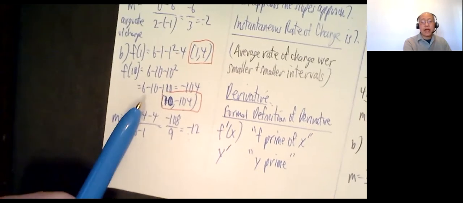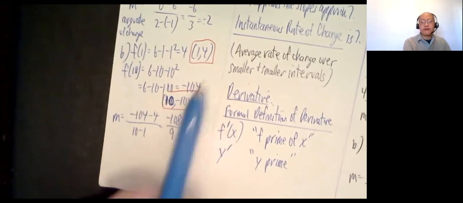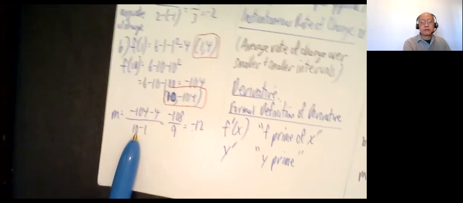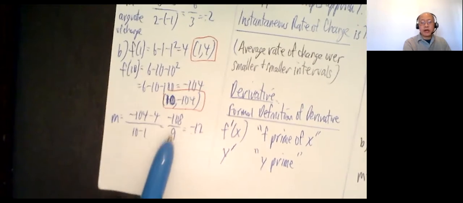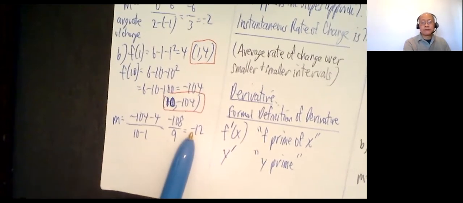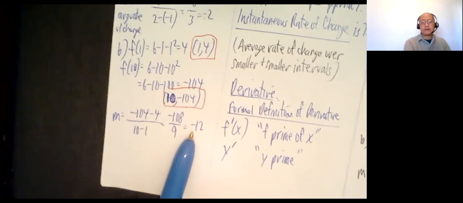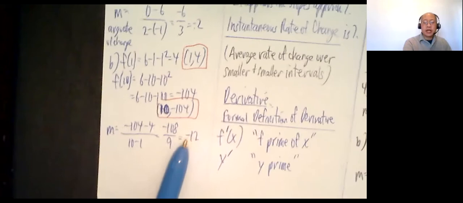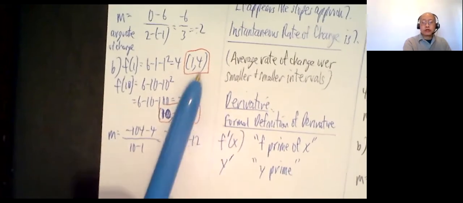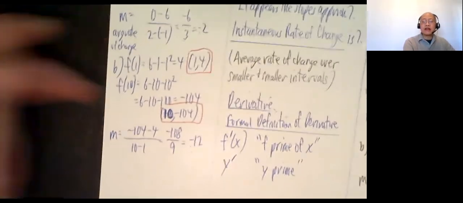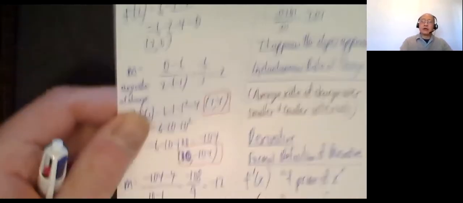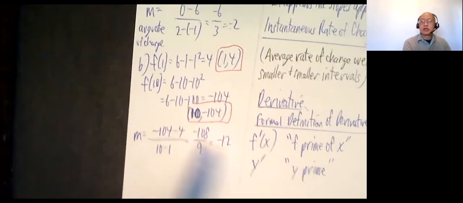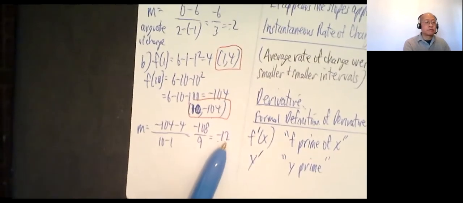Now I find a slope, average rate of change. So negative 104 minus 4 divided by 10 minus 1. Okay, so it's negative 108 divided by 9, negative 12. So the answer is negative 12. The average rate of change is negative 12 per unit. So the total drop from a positive 4 to a negative 104, that's a drop of 108 units, spread out over 9 units from 1 to 10. So that's an average drop of 12 per unit.